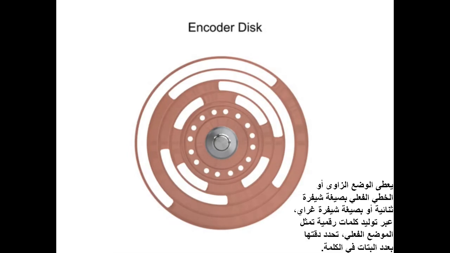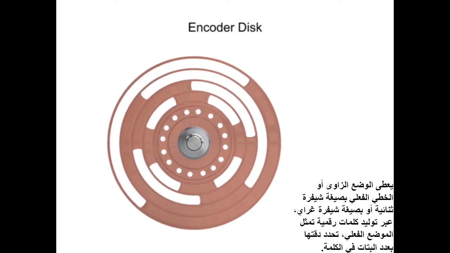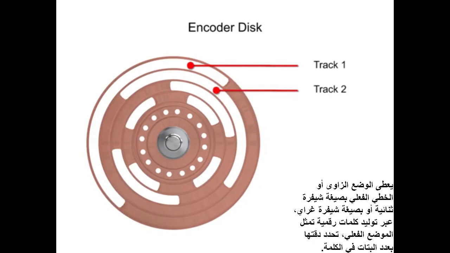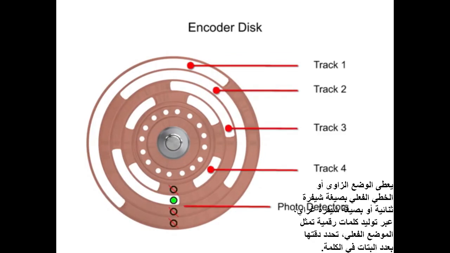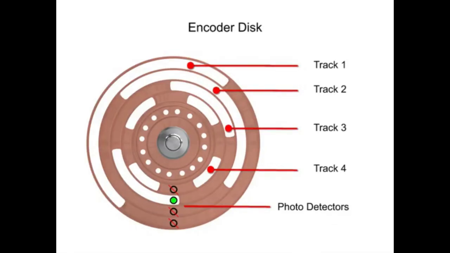The encoder disc consists of a series of opaque and transparent tracks mounted to a rotating shaft. The tracks of the disc are arranged concentrically around the center of the shaft. Photodetectors assigned to each track designate the resolution of the encoder. The higher the number of concentric tracks, the higher the accuracy.